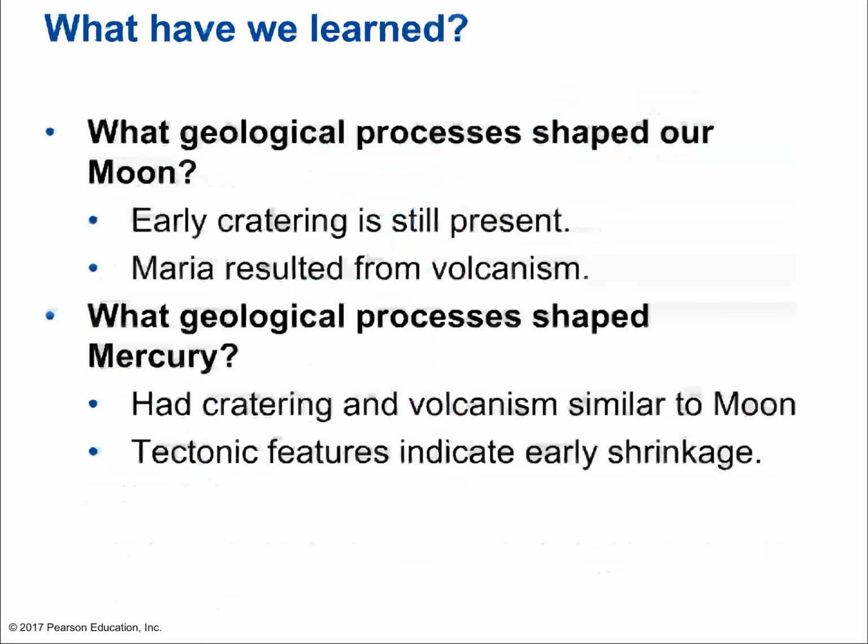So what can we say about the geological processes that shape the moon? Early cratering is still visible. The Mare resulted from volcanism. What about Mercury? Well, we have cratering and volcanism similar to the moon, and tectonic features indicate early shrinkage. So the one thing you can think of is that Mercury has giant cliffs on its surface, something that the moon does not have. Otherwise, a lot of similarities between the two.